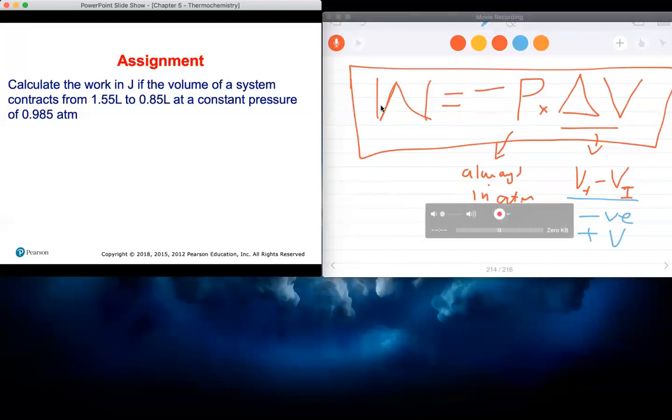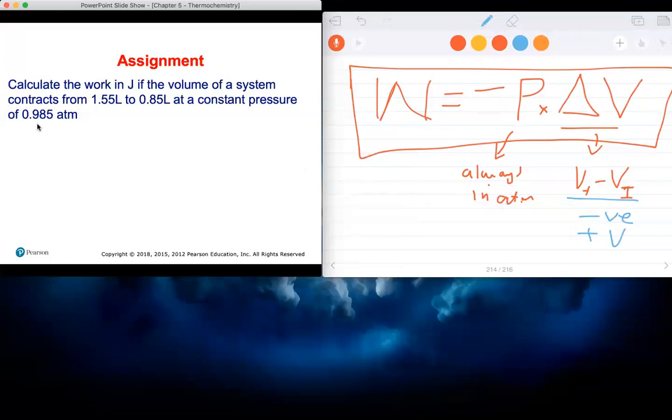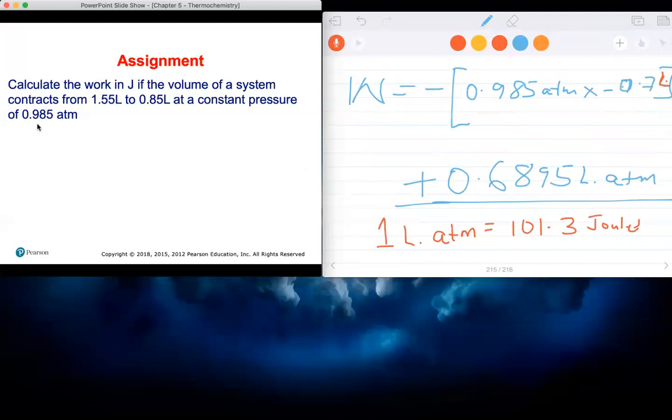Given this, negative P, pressure should be in atmospheres. Because of this, you need to change the pressure to atmosphere. So, final minus initial, that's where I got it. It's not 0.74, my stylus sometimes doesn't really work well. So that is what it is. Thank you. So we're good to go.